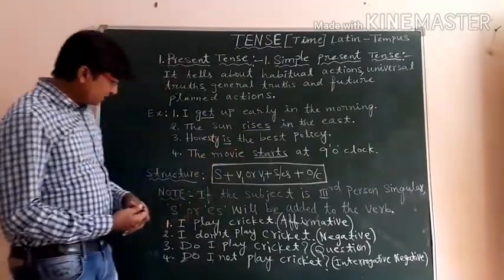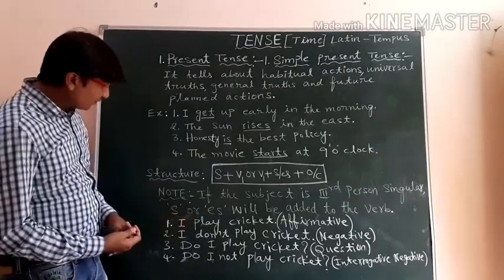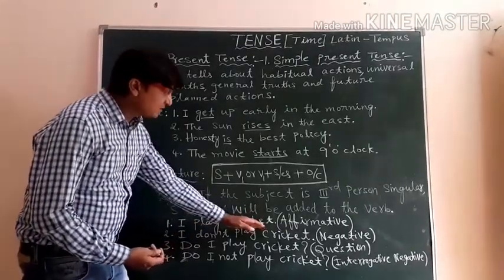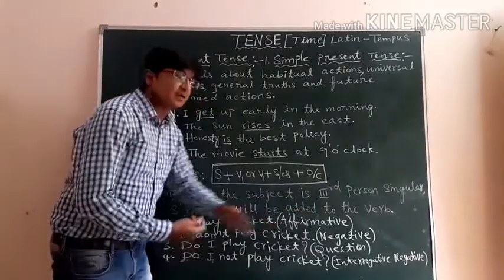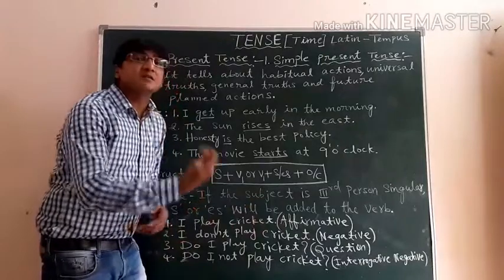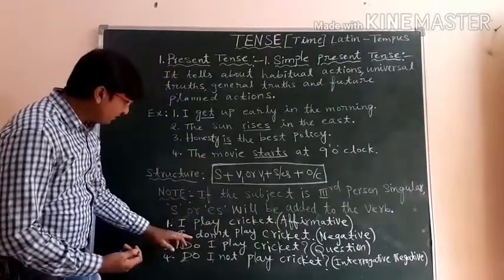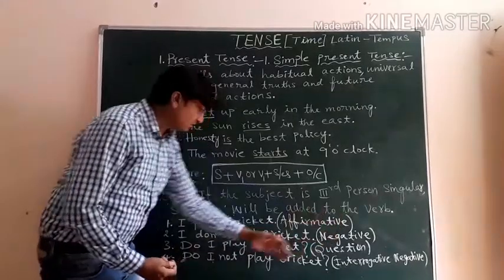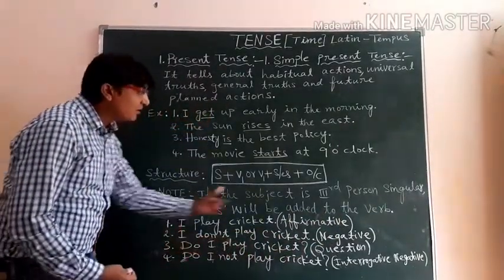And then here we have 4 sentences. I play cricket. It is an affirmative sentence, and affirmative is nothing but a positive sentence. And I don't play cricket. It is a negative sentence. And do I play cricket?